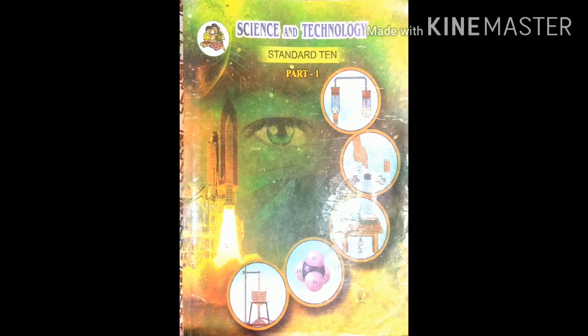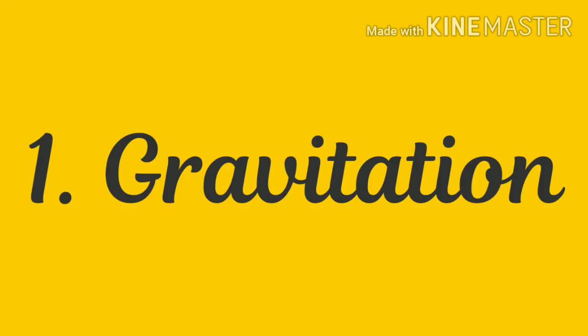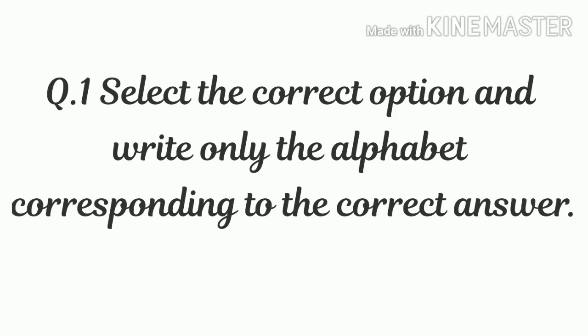Today we will solve two worksheets from Science and Technology Part 1, that is Chapter 1 and Chapter 3. Let's begin with Chapter 1, Gravitation. First question is, select the correct option and write only the alphabet corresponding to the correct answer.